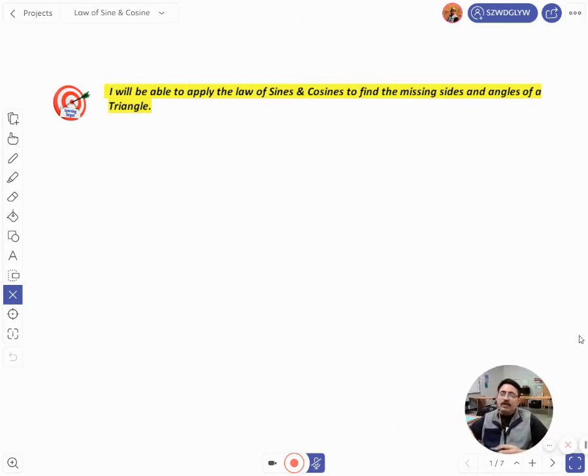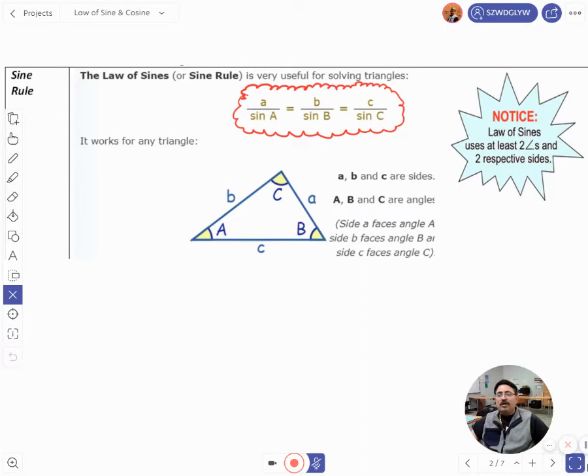Well, in today's class, I'll explain how to apply the law of sines and cosines to find the missing sides and angles of a triangle. In the previous two sessions, I explained how to use the cosine rule in one session and the sine rule in the other. But in today's class, I'm going to mix both. So let's quickly revisit what the sine rule and the cosine rule are.